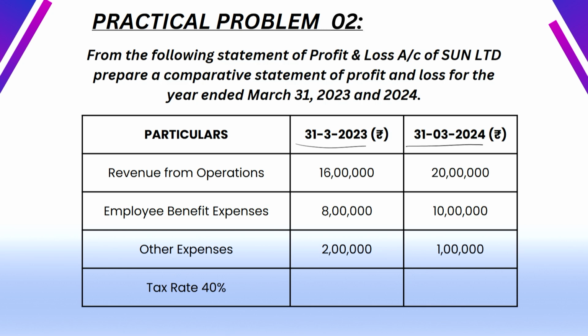Revenue from operations is 16 lakh and for the following year it is 20 lakh rupees. Employee benefit expense has increased significantly by 2 lakh rupees in the following year, and the other expenses have decreased for the organization. The tax rate is also given, at 40%. So we will solve this question by writing the comparative statement of profit and loss account of Sun Limited.